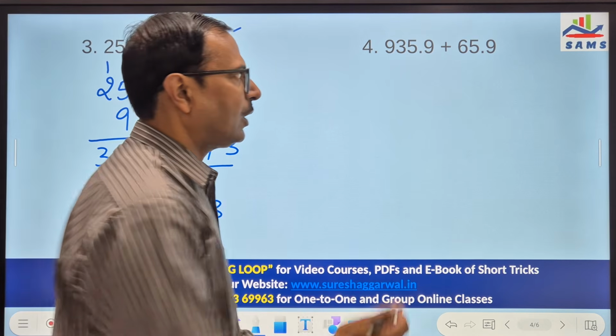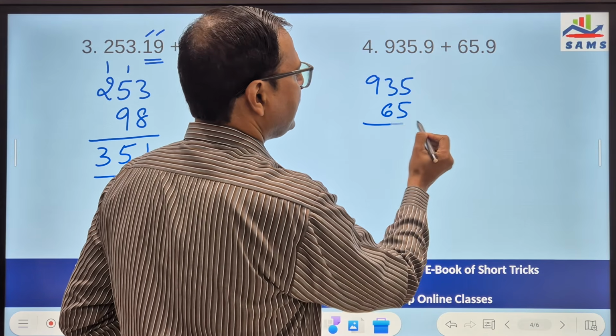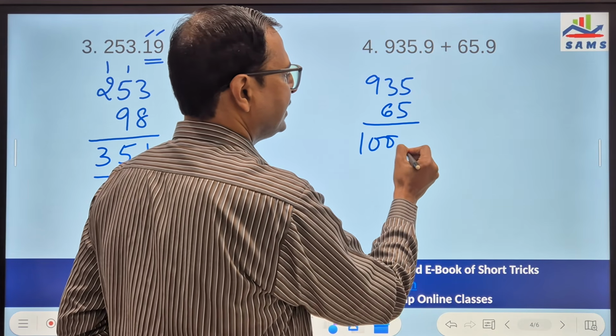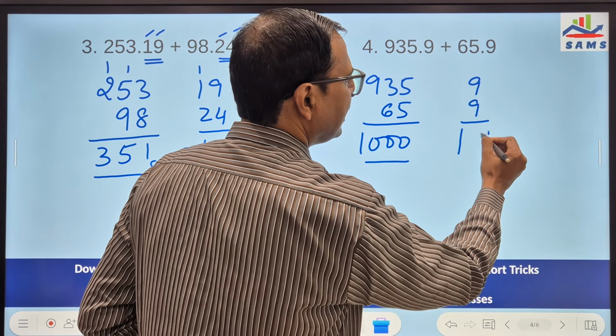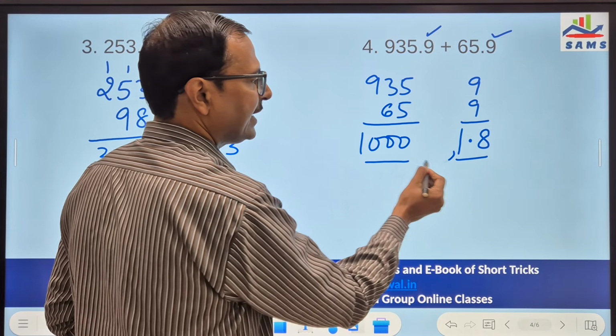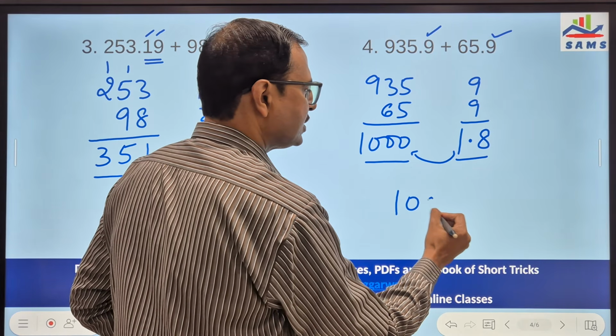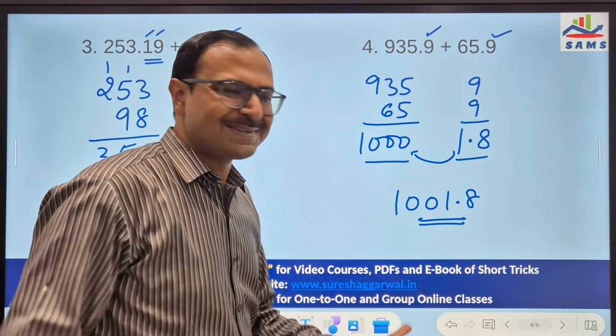So let's speed up now. 935 and 65 gives me exactly 1000, right? And the other part 9 plus 9 is 18, that becomes 1.8 because of single digit after decimal. So 1 gets added here, 1001.8 is the sum of these two numbers.